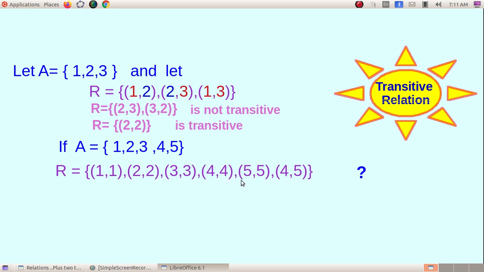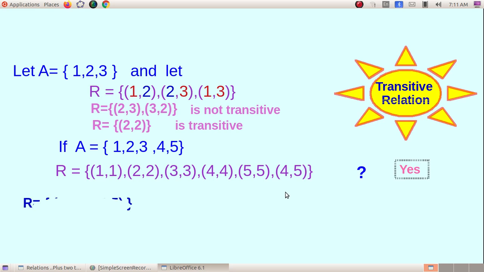(4,4): there is an element starting with 4 here. (4,4) and (4,5): (a,b), (b,c) belong to R. What about (a,c)? That is again (4,5). Yes, (4,5) is here. So (a,b) belongs to R, (b,c) belongs to R, and (a,c), that is again (4,5), is here. Consider one more element, (5,5): there is no element starting with 5. Since (4,5) is here, the relation is transitive.